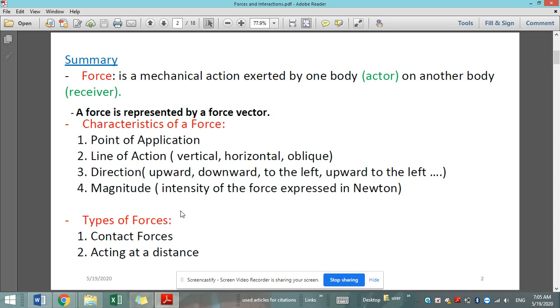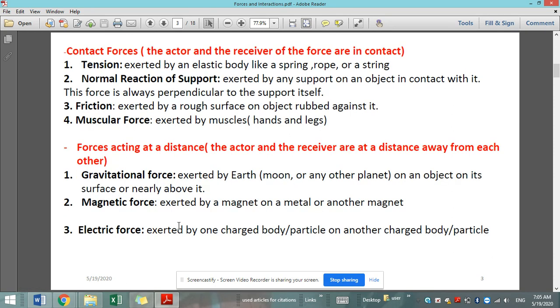Now, the types of forces are two: contact forces and forces acting at a distance. The contact forces, in which the actor and the receiver of the force are in contact, are the common ones. Of course, there are other ones. The common ones that you encounter in your school life are the tension, normal reaction of support, friction, and muscular force. The tension is the force exerted by an elastic body like a spring, rope, or a string.